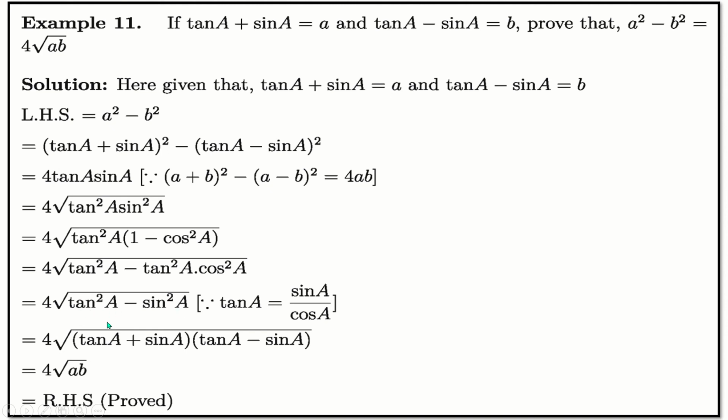Now this is a, this is b, so here is a square minus b square. a square minus b square means a plus b into a minus b. This equals a and this equals b, so you can write 4 square root over ab. This is the right hand side. Proof is complete. Clear everyone? Very easy math. Okay.